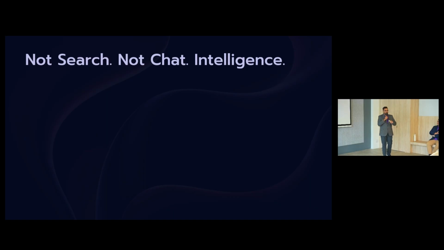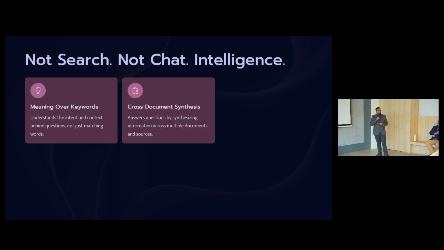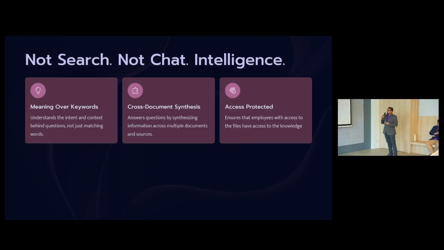This is not just search. It's not just a chatbot. It is intelligence, right? It takes meaning over keyword hits, all right? It takes the meaning of it. Cross-document synthesis, you can ask questions regarding anything. If there are hits across multiple documents, you still get the answer across the multiple documents. There's access protection. People who have access to certain files will have access to the knowledge from the files. And the other way around, if they can't access the file, just now when I uploaded the file, I could choose who has access to the file, right?